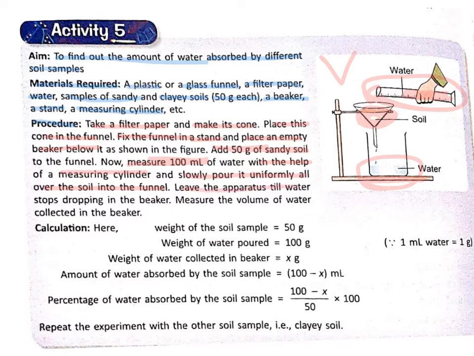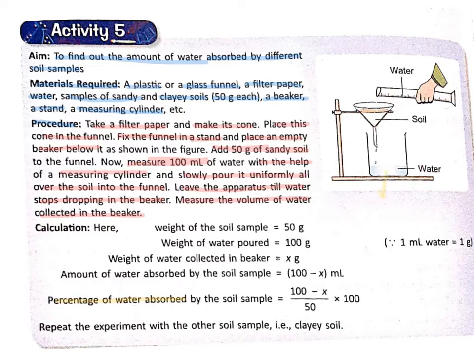Leave the apparatus till water stops dropping in the beaker. As soon as you pour water in the funnel, the soil will allow water to fall in the beaker, and then we will wait for the water to stop. Measure the volume of water collected in the beaker. Initially it was 100 ml, now we have to measure the volume of the water collected in this beaker. Now we will calculate the percentage of water absorbed by the soil sample.